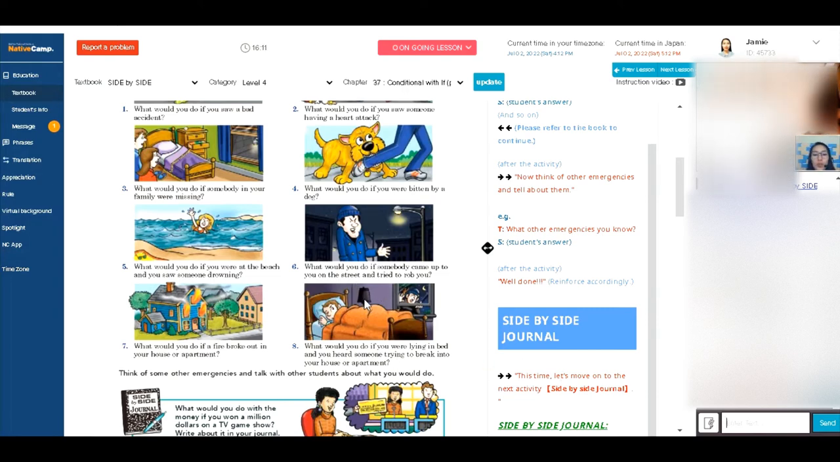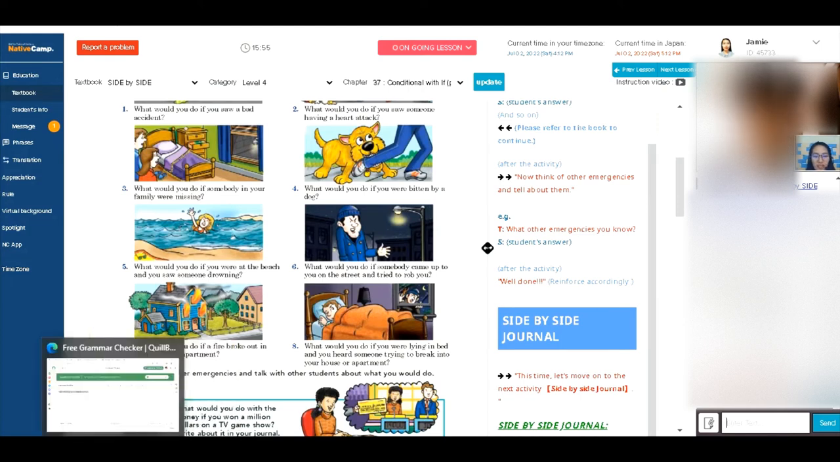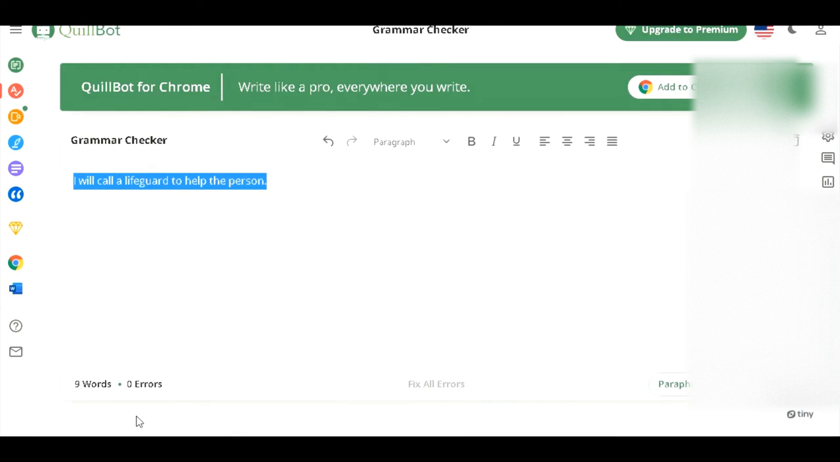Number 6. What would you do if somebody came up to you on the street and tried to rob you? I will take my wallet to him. Oh, so you will just give it to him? Yeah, that's right. I will give my wallet. Important is my life. I will give my wallet to him.